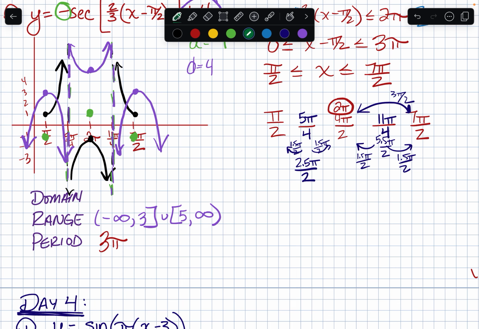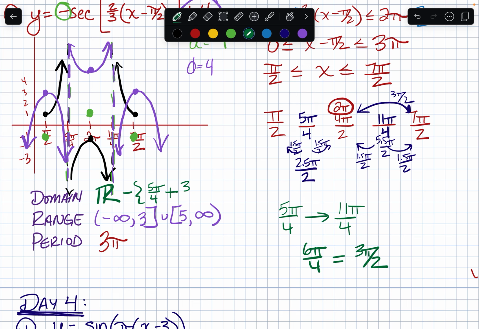The domain, if we look at the domain, is all real numbers except, and then you tell me where the asymptotes are. The first asymptote is at 5 pi over 4. Figure out the distance between 5 pi over 4 to 11 pi over 4, where the next asymptote is. That is a difference of 6 pi over 4, which is 3 pi over 2. So this is plus 3 pi over 2n.